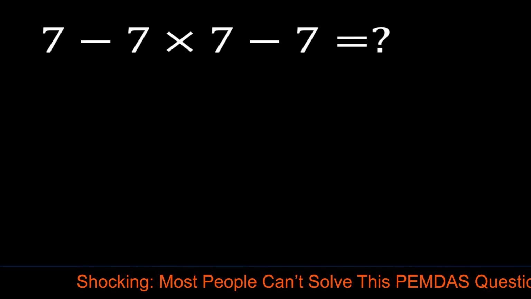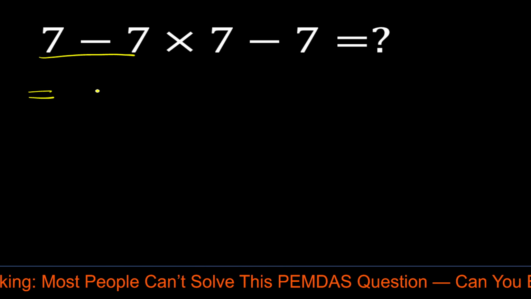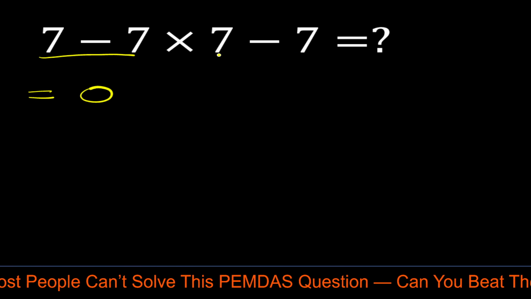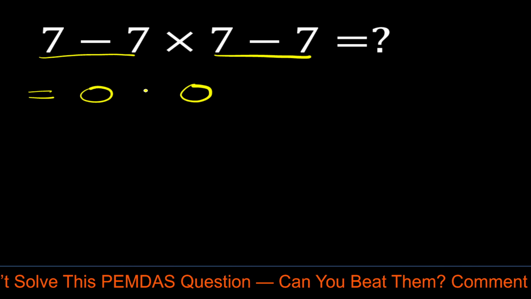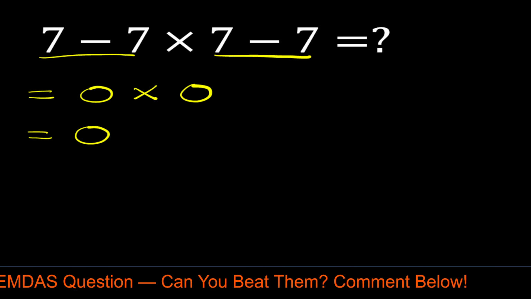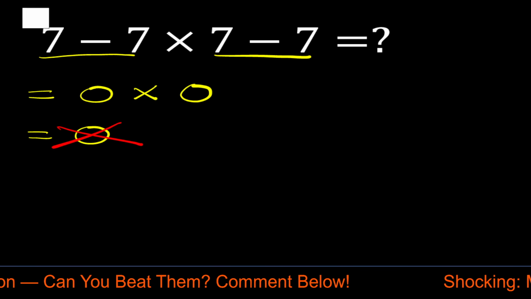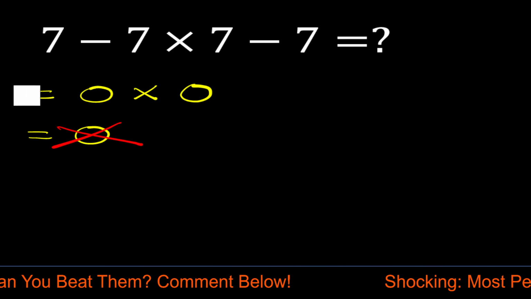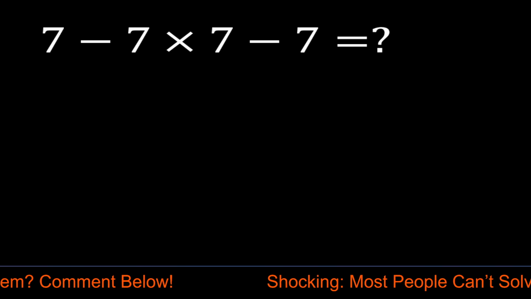So most people solve this question like 7 minus 7 is equal to 0. Then again 7 minus 7 is equal to also 0. Now 0 times 0 is equal to 0. But this answer is not correct. This answer is completely wrong. So now let's solve this problem correctly by using the PEMDAS rule, right?